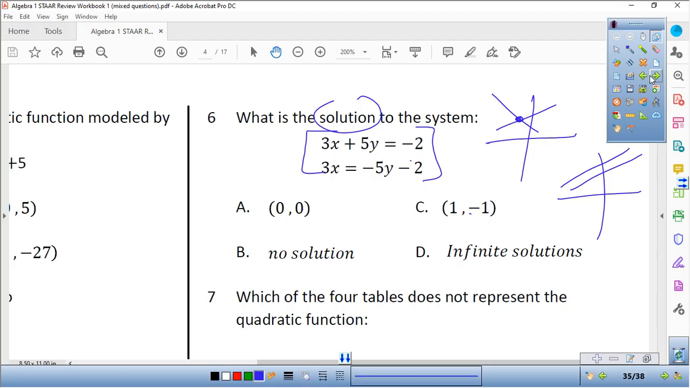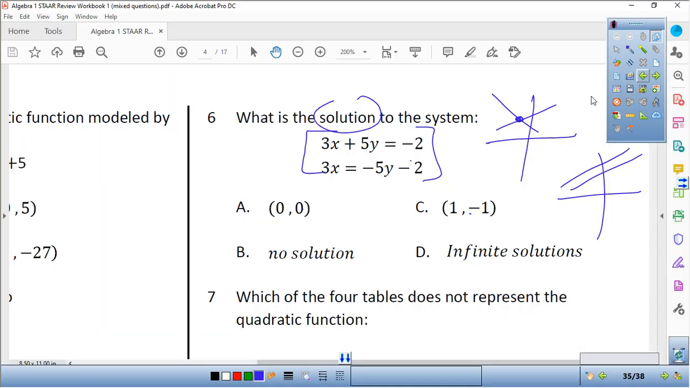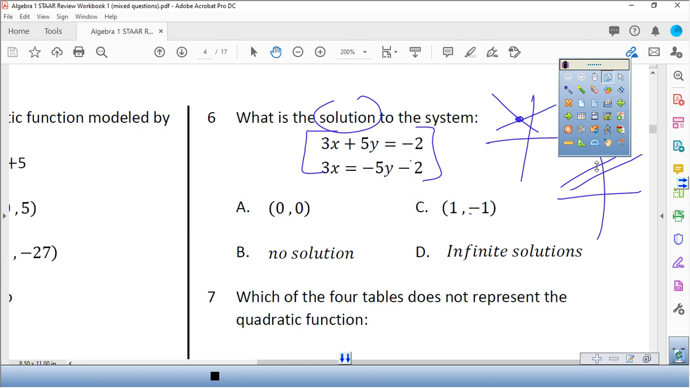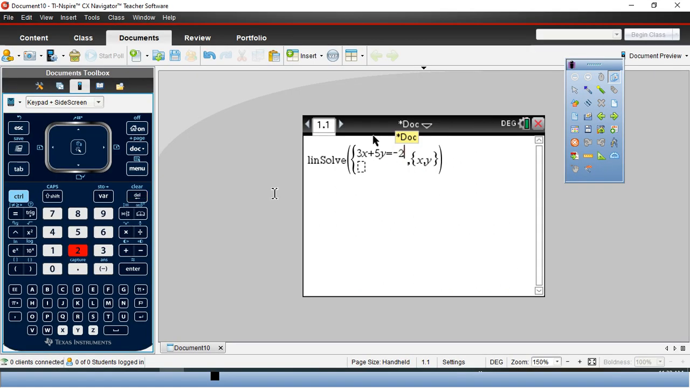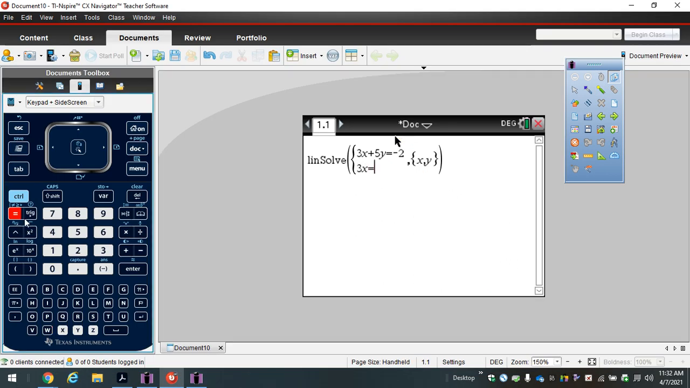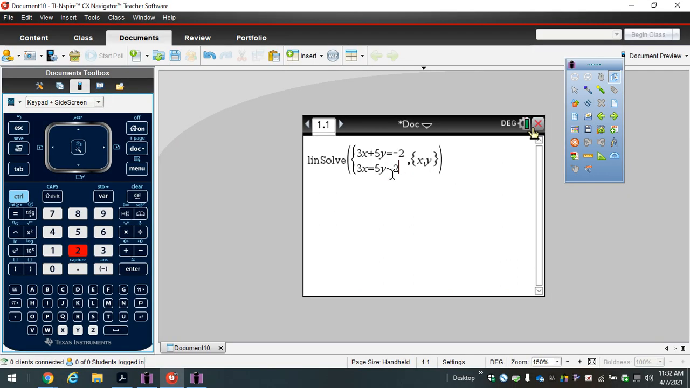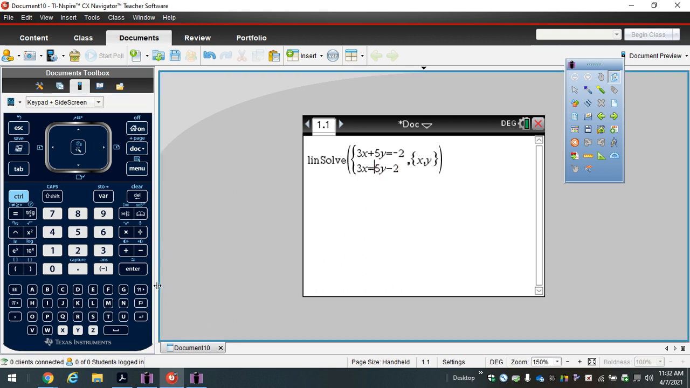And now I should type in the numbers. So pay attention to the way I do it. 3x plus 5y equals, my bad, negative 2. And I'll just come in here, write in the next equation. 3x is equal to negative 5y minus 2. 3x equals negative 5y minus 2. So it's a negative 5. And there. There's your answer.